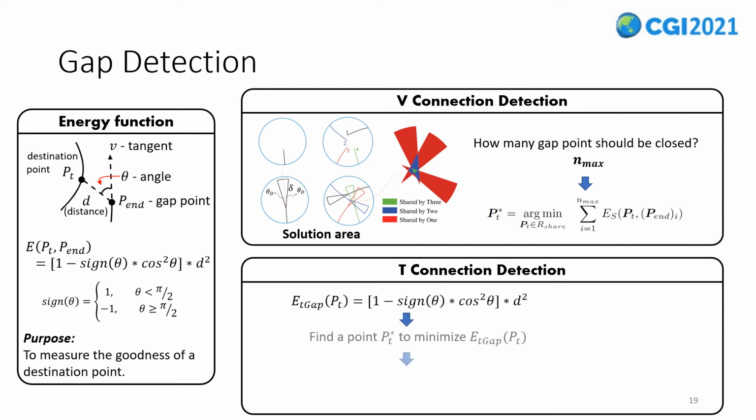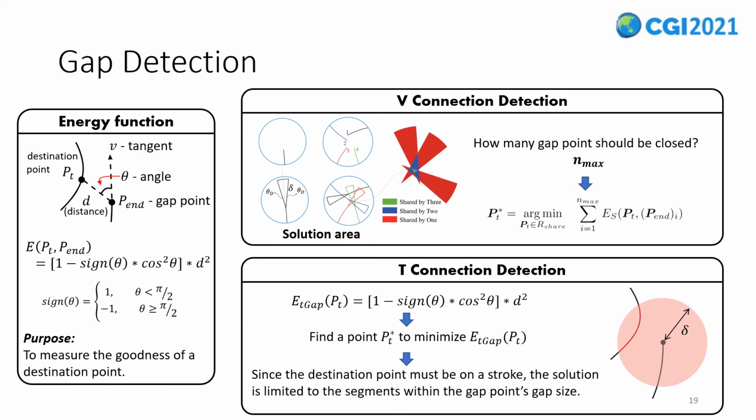Then we come to T connection. We directly use the energy function. We also find a point to minimize this function. Since in T connections the destination point must be on a stroke, the solution is limited to the segments within the gap points range controlled by its size, like this.